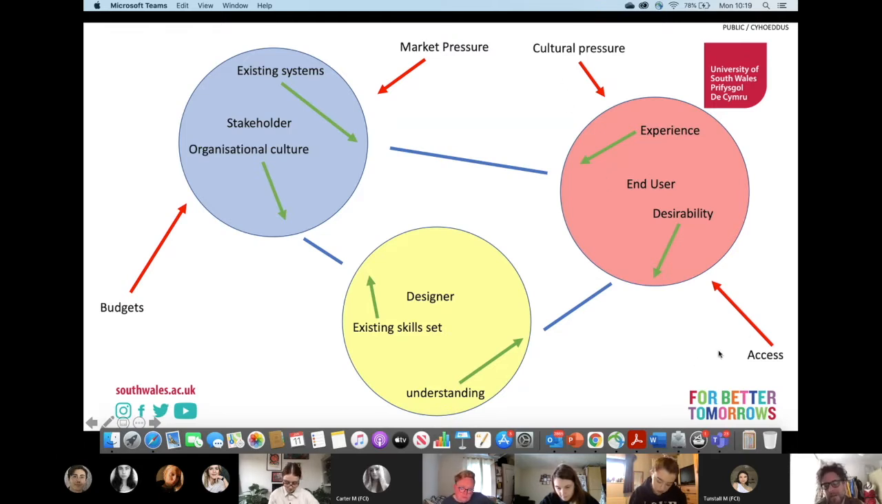And then this last one is quite interesting, looking at access. So access to the service, the product, etc., access to the piece of design. There's lots of things that might limit access. There might be things like money, so people might not be able to afford it. There might be proximity, so maybe the service or product is located within a different geographical area that they can't access.